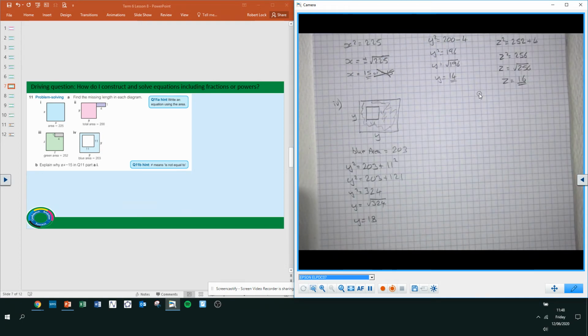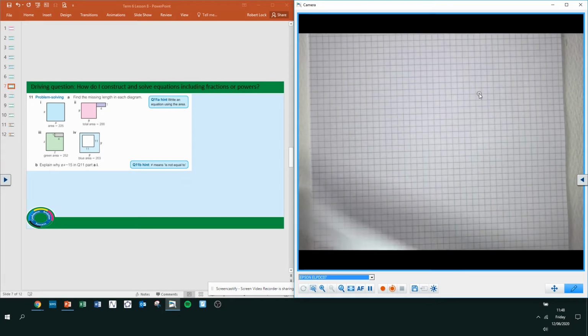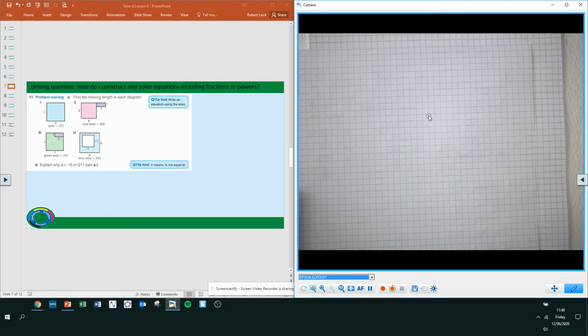And B says explain why x cannot be minus 15 in part 11. Part A, 1, because minus 15 is not a length. Be a bit weird, isn't it? So, next question.